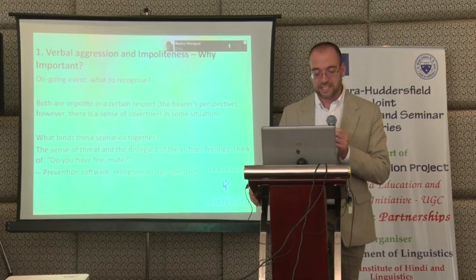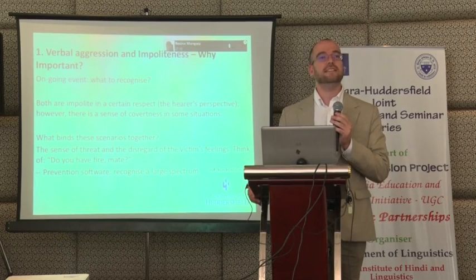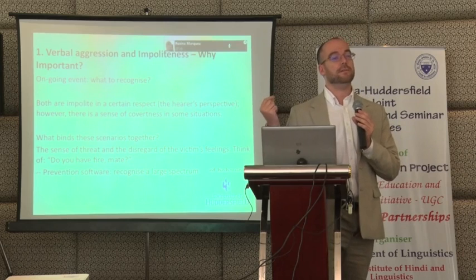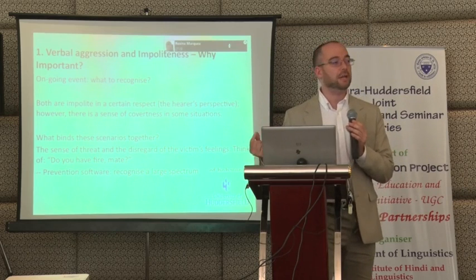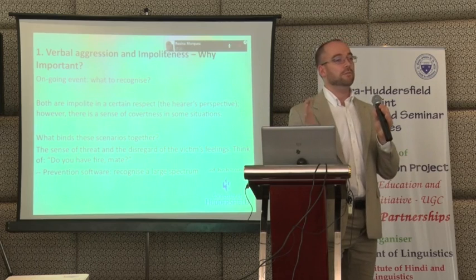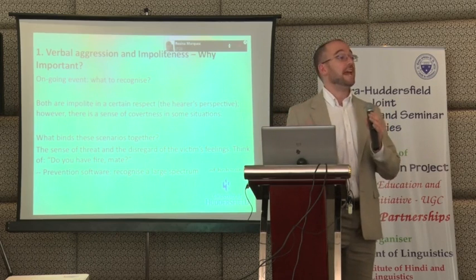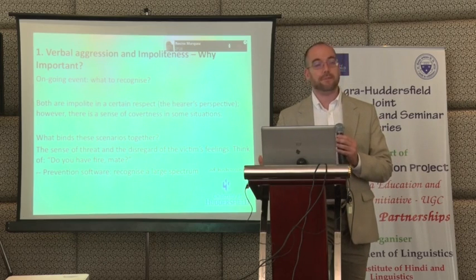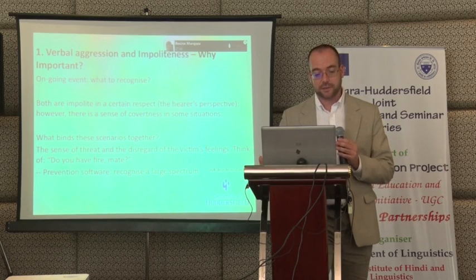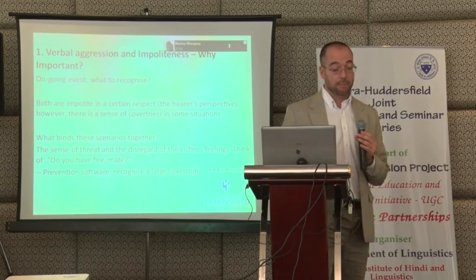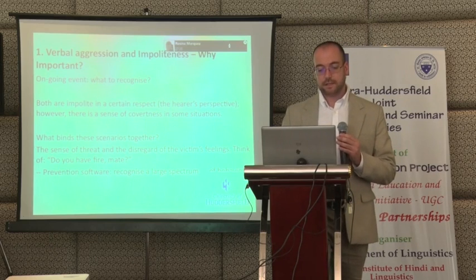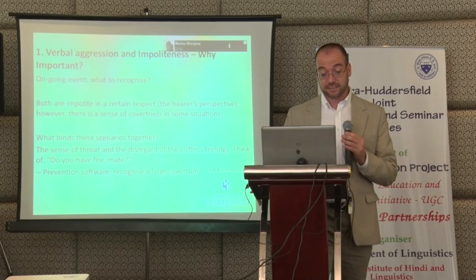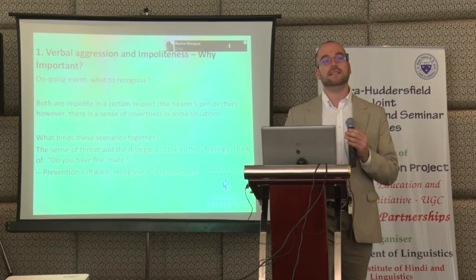That's a really important question we need to ask ourselves, because in some cases there is threat, there is aggression, but no visible impoliteness, or no manifestation of impoliteness that people would, without exception, agree is impoliteness. So there is a big difference between these two scenarios, and if we ask ourselves what binds these scenarios together, I would say the sense of threat and the disregard of the victim's feelings. And this is an important thing.